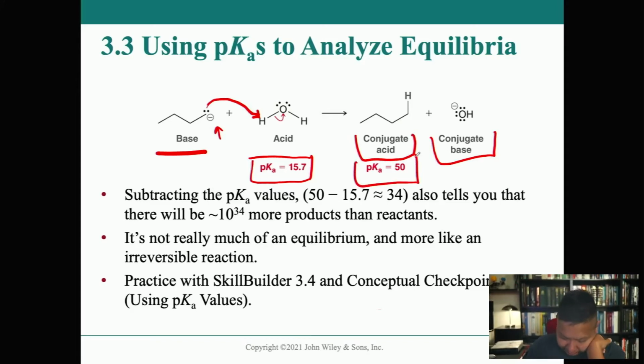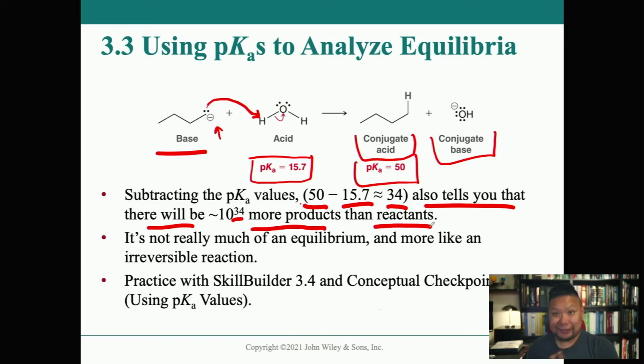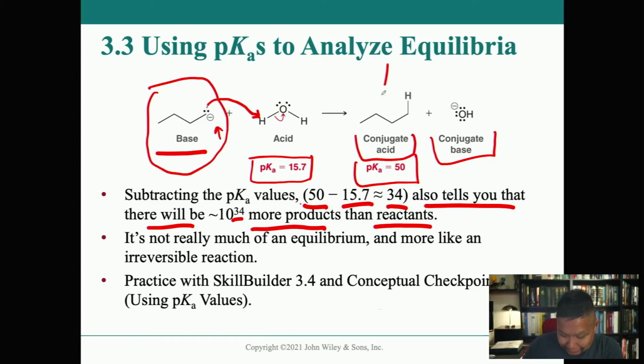And so let's do something here. Let's subtract the pKa values. 50 minus 15 gives you 35. And what that tells you is that there will be 10 to the 35 times more products than reactants. Which supports what I was saying just a second ago about how this carbanion butane right here really does not like being without that proton. So it's going to be making mostly that.